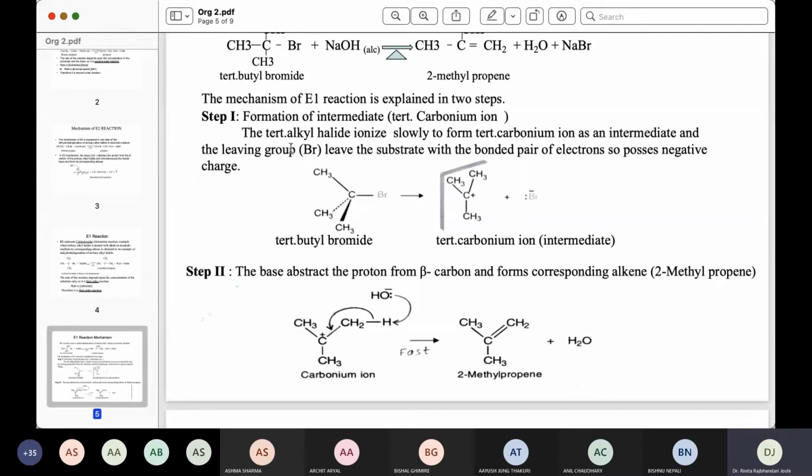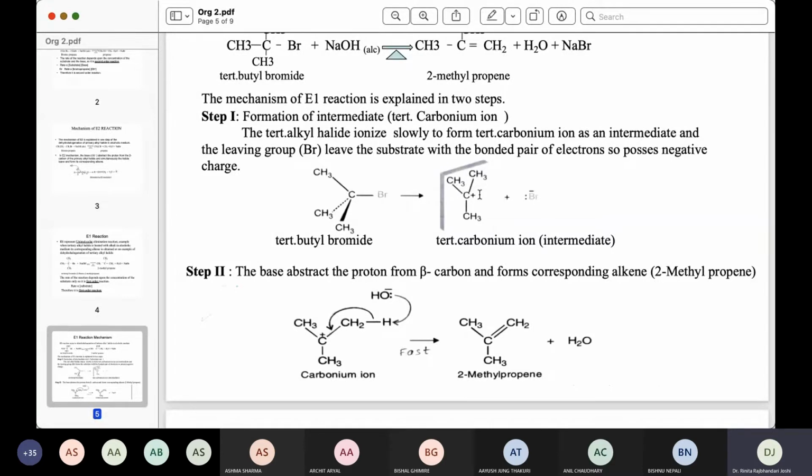The tertiary alkyl halide ionizes slowly to form the tertiary carbonium ion as an intermediate, and the leaving group leaves the substrate with the bonded pair of electrons, so it possesses a negative charge. Okay, it ionizes and forms the tertiary carbonium ion as an intermediate, and then the halide leaves along with the bonded pair of electrons.